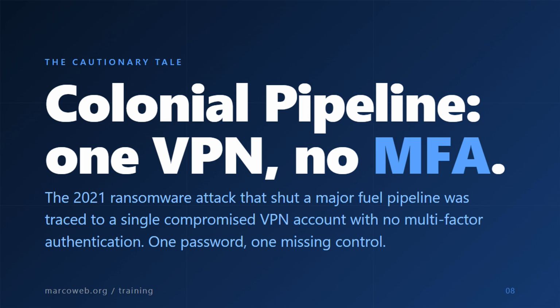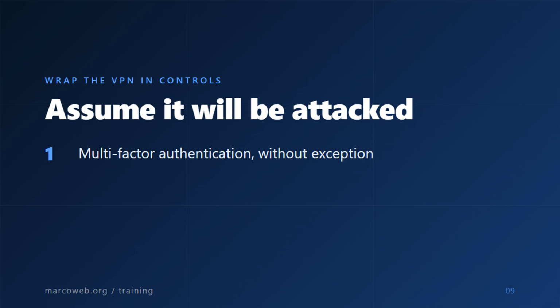The cautionary tale is Colonial Pipeline. The 2021 ransomware attack that shut down a major fuel pipeline was traced to a single compromised VPN account that had no multi-factor authentication. One password, one missing control, one pipeline offline. So the VPN has to be wrapped in controls that assume it will eventually be attacked.